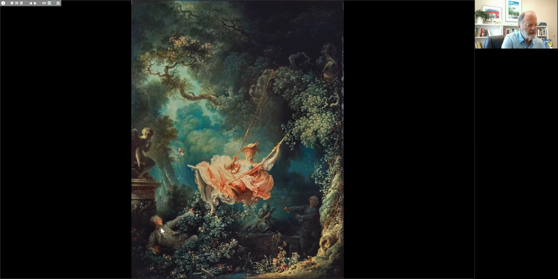Above the man is a pedestal, and on top of that is a statue by Clodion. This is an actual statue, which is quoted here, called Menacing Cupid. Now, in this case, menacing refers to the fact that the Cupid is holding his finger to his lips, indicating that they better keep quiet. They better keep their emotions under control if they wish for this game to go on.